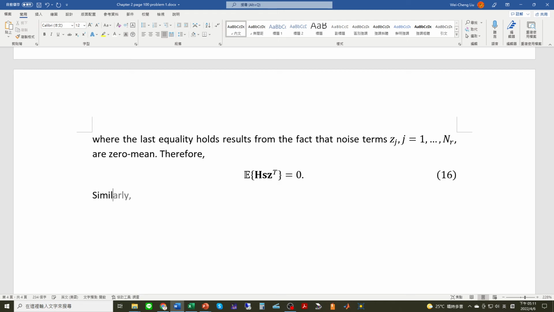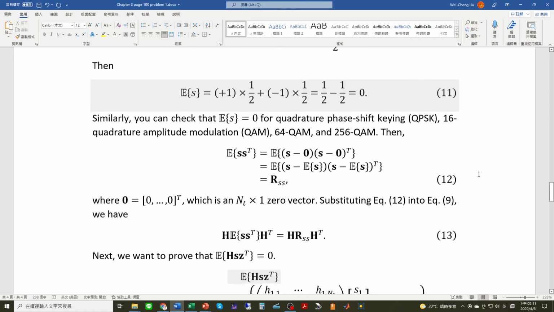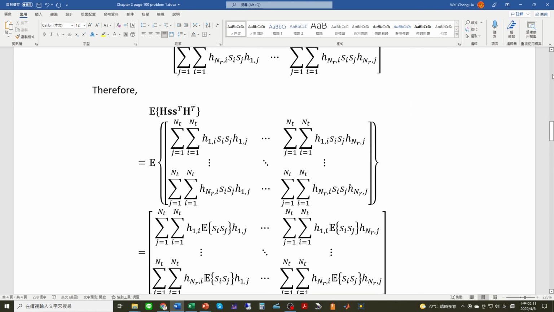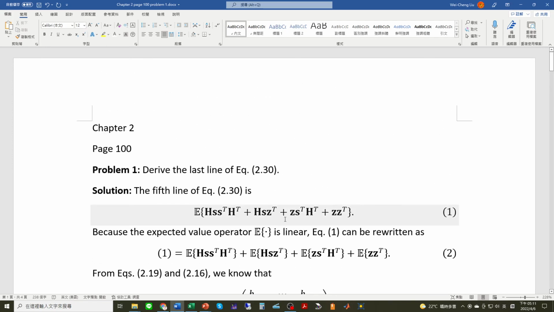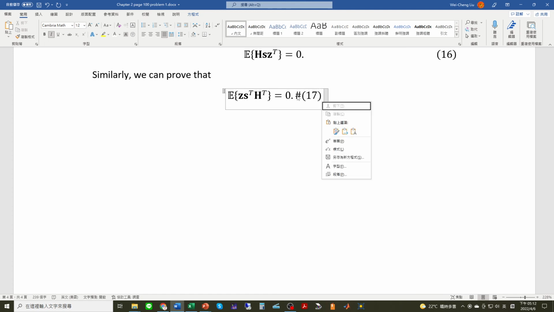Similarly, we can prove that the third term in equation 2, the expectation of Z times S transpose times H transpose, is equal to 0. This is equation 17.